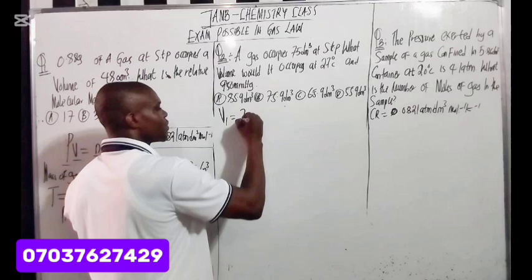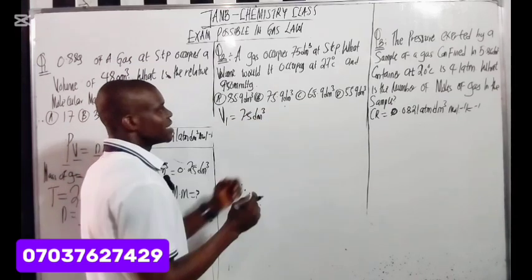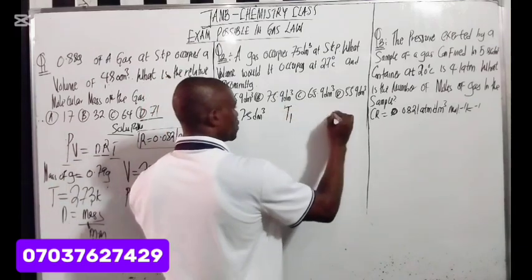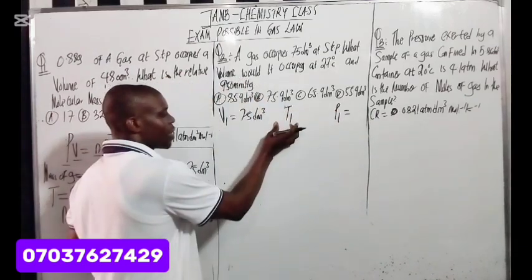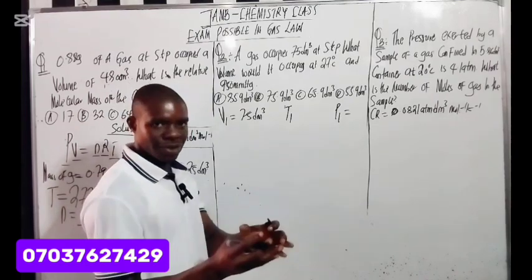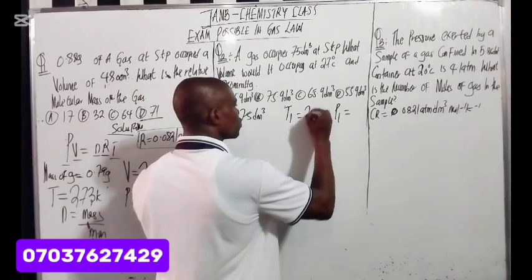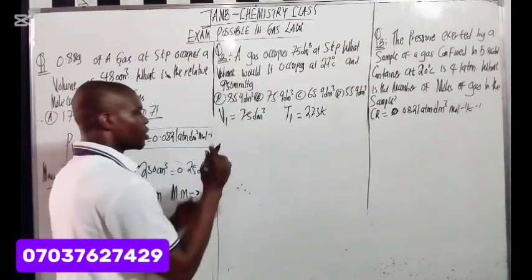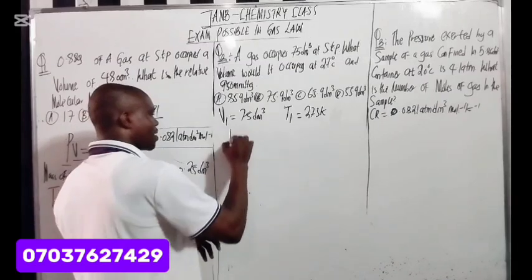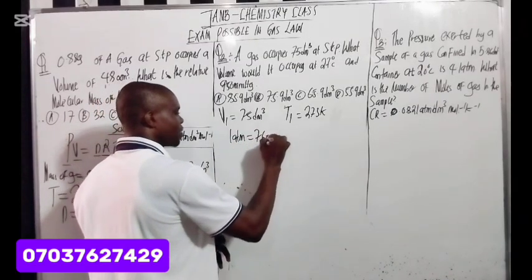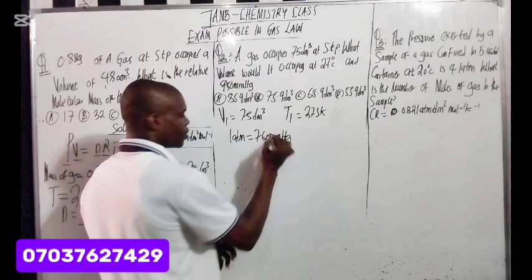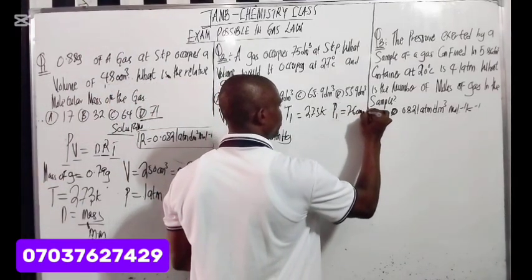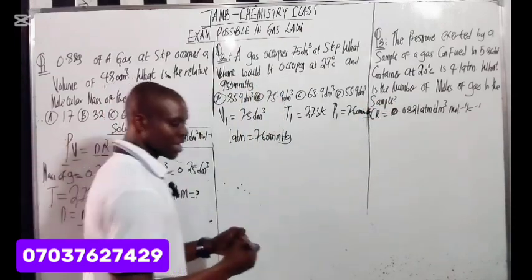So V1 equals 750 dm cube. Now STP means standard temperature and pressure. So here we have T1 and P1. My T1 is going to be 273 Kelvin. Do you understand? What will be my P1? Remember, when it comes to pressure, 1 atm is equal to 760 millimeter of mercury. So my P1 will be 760 millimeter of mercury.